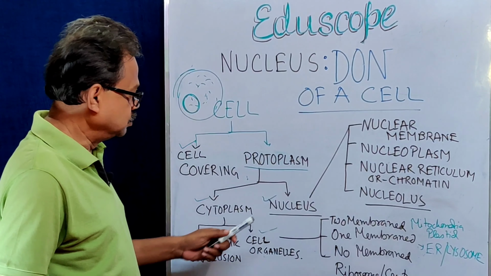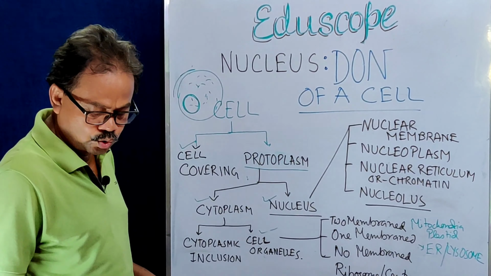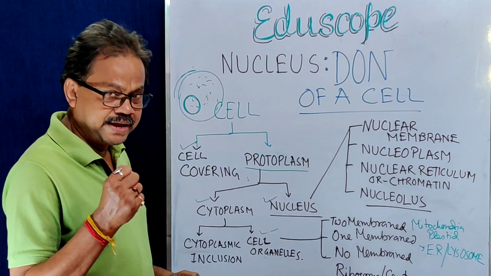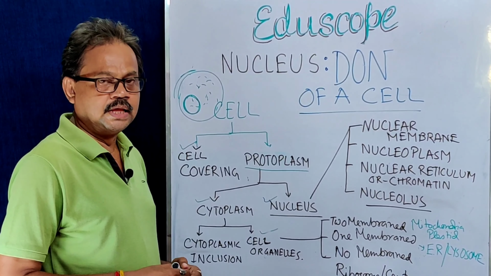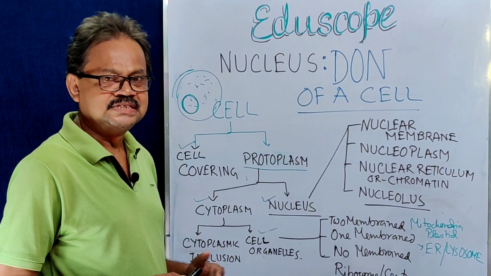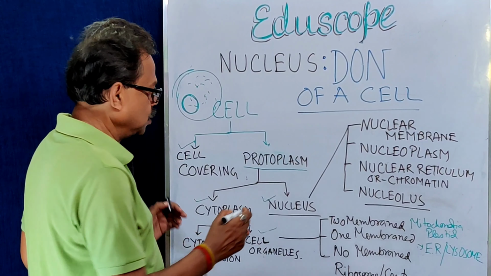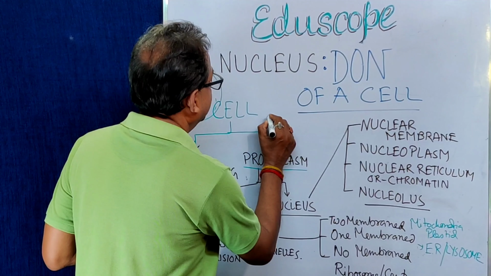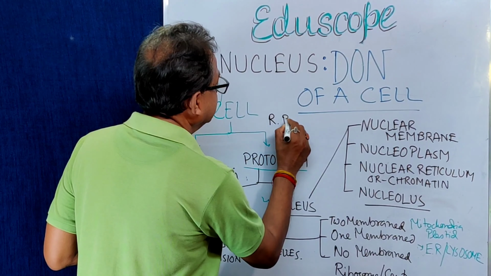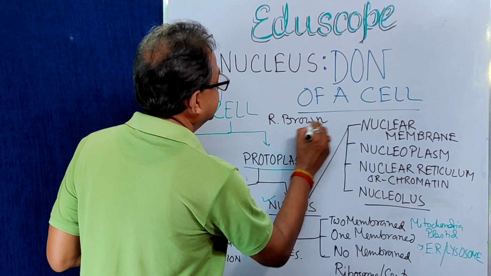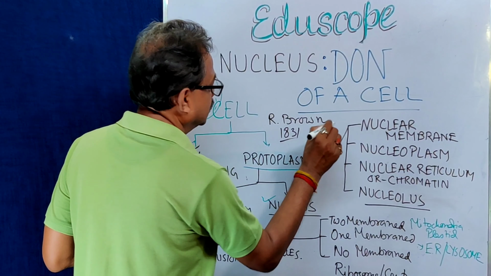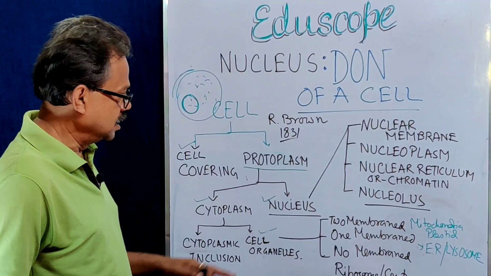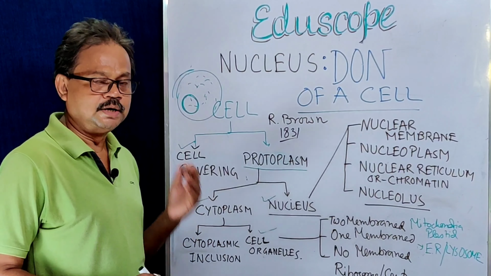Now comes the portion on the nucleus. We know that the nucleus is the main part of the cell. This nucleus was discovered by Robert Brown in the year 1831. In 1831, the nucleus was discovered by Robert Brown.